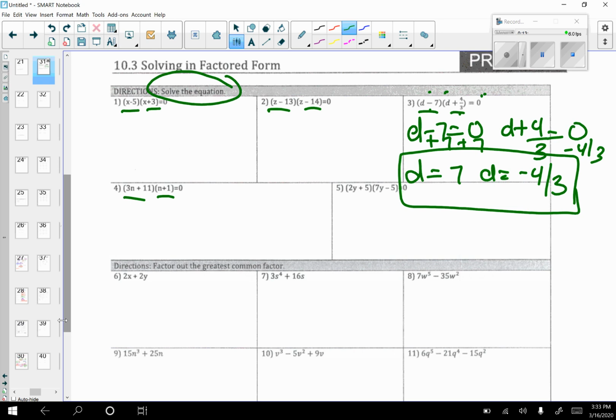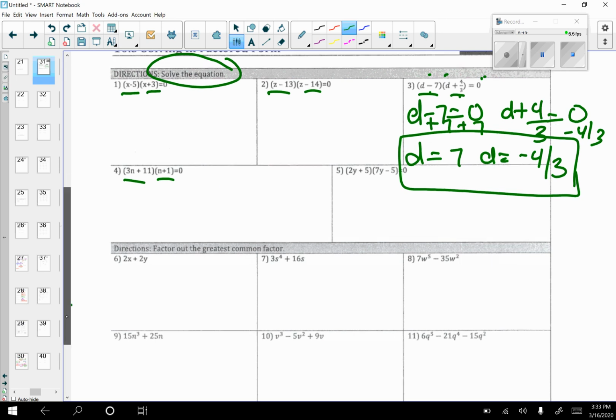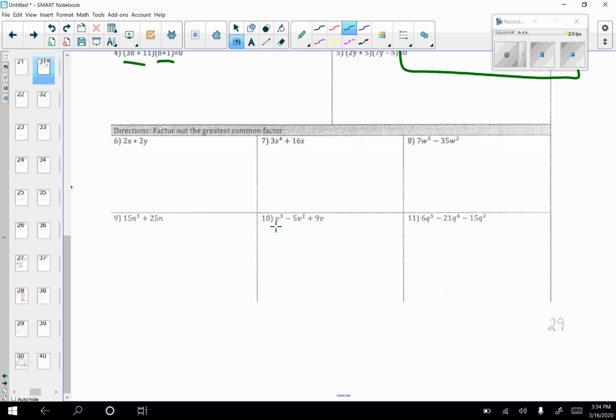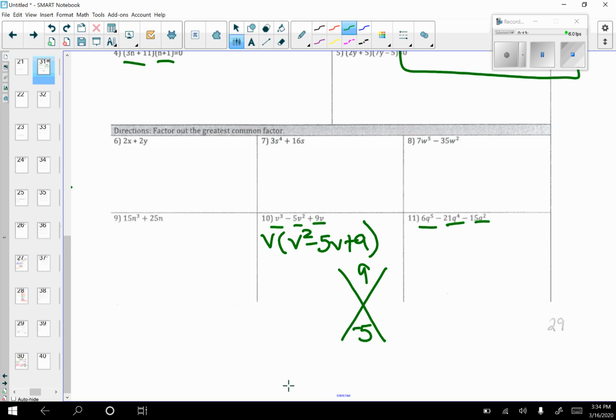Down here, you are factoring out the greatest common factor, and then you're factoring. Here you have a trinomial, and here you have a trinomial. First, look for your GCF. Your GCF here is a v. You have a v in every term. So when we take that out, we'll have v squared minus 5v plus 9. And we want to find two things that multiply to 9 and add to negative 5, if possible. 3 and 3? No. 9 and 1? No. So guess what? This is it.